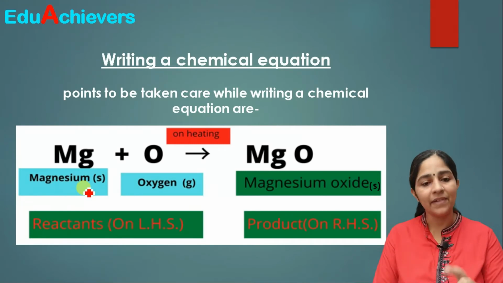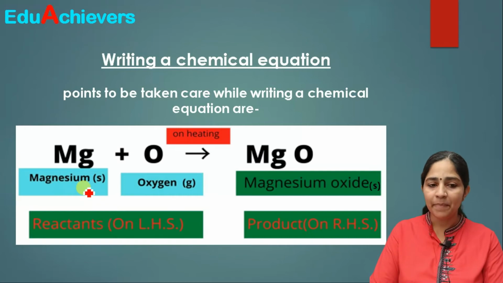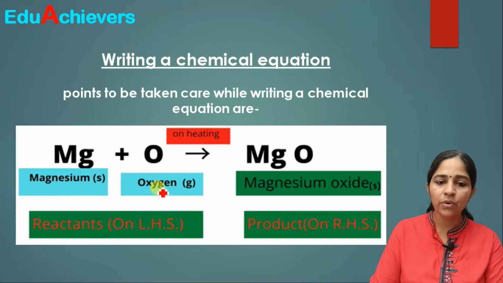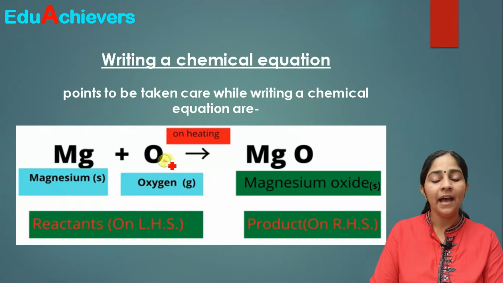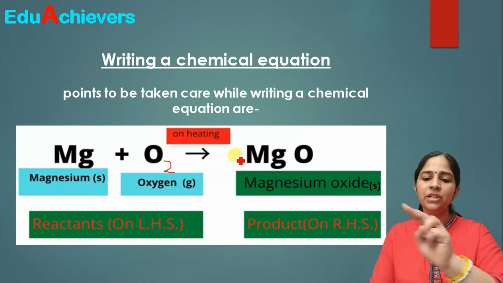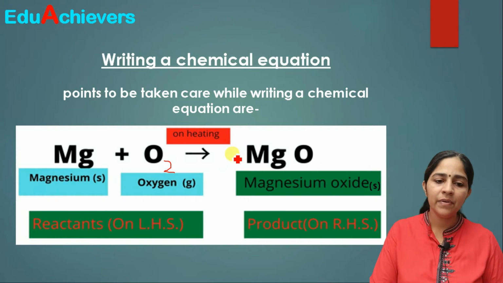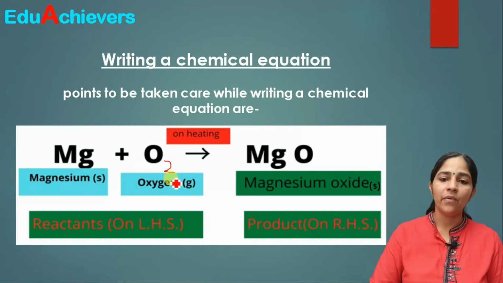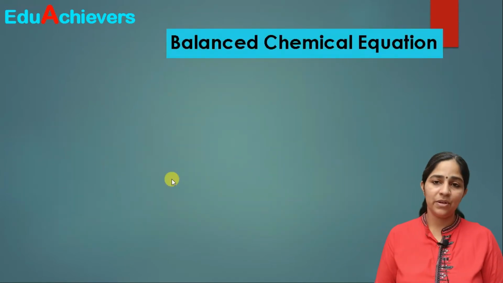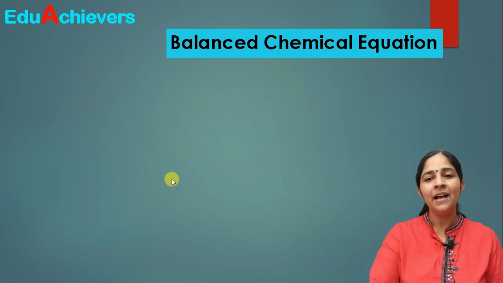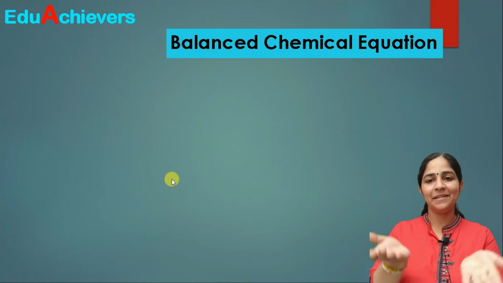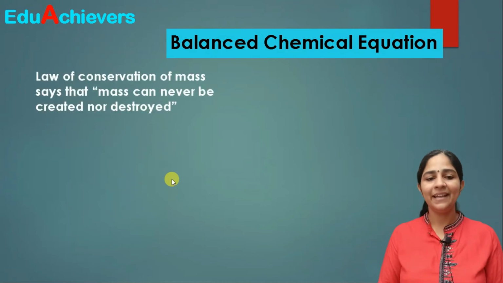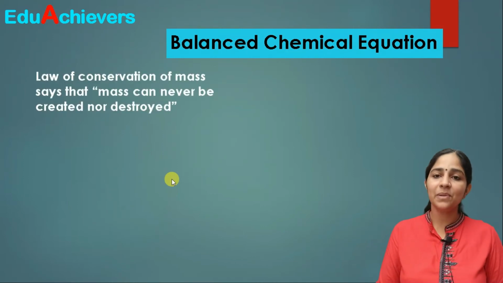Whenever we are writing a chemical equation, we write the symbol of magnesium, plus oxygen gas, which should be O2 because it's an oxygen gas, and by that burning, magnesium oxide is getting formed. So you can see here we have written the reactants on the left hand side, products on the right hand side, correct? Now when we talk about a balanced chemical equation, what is this? Whenever you talk about balance, that means balance should be there, just like when we buy vegetables and we see whether the balance is there or not, correct? So similarly, the chemical equations also need to be balanced.